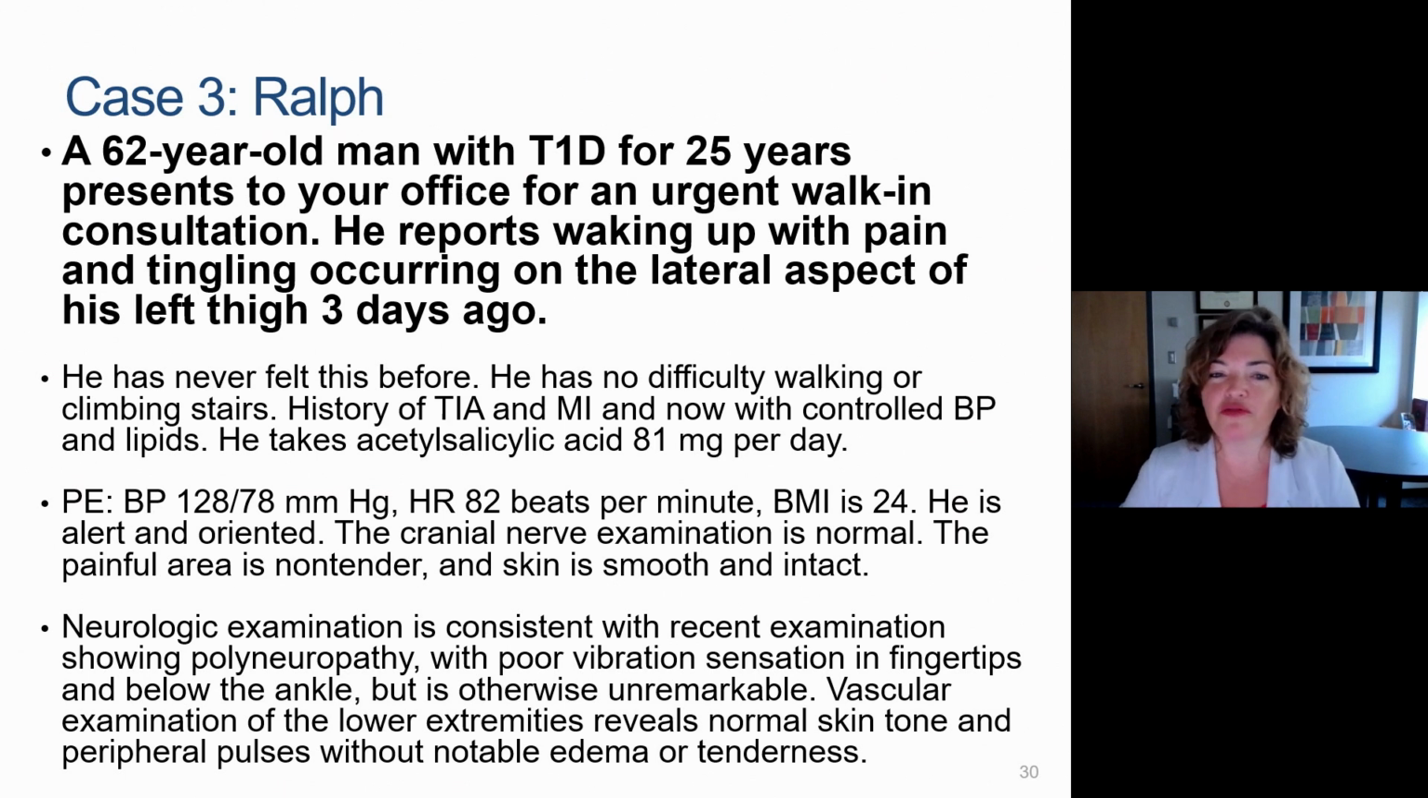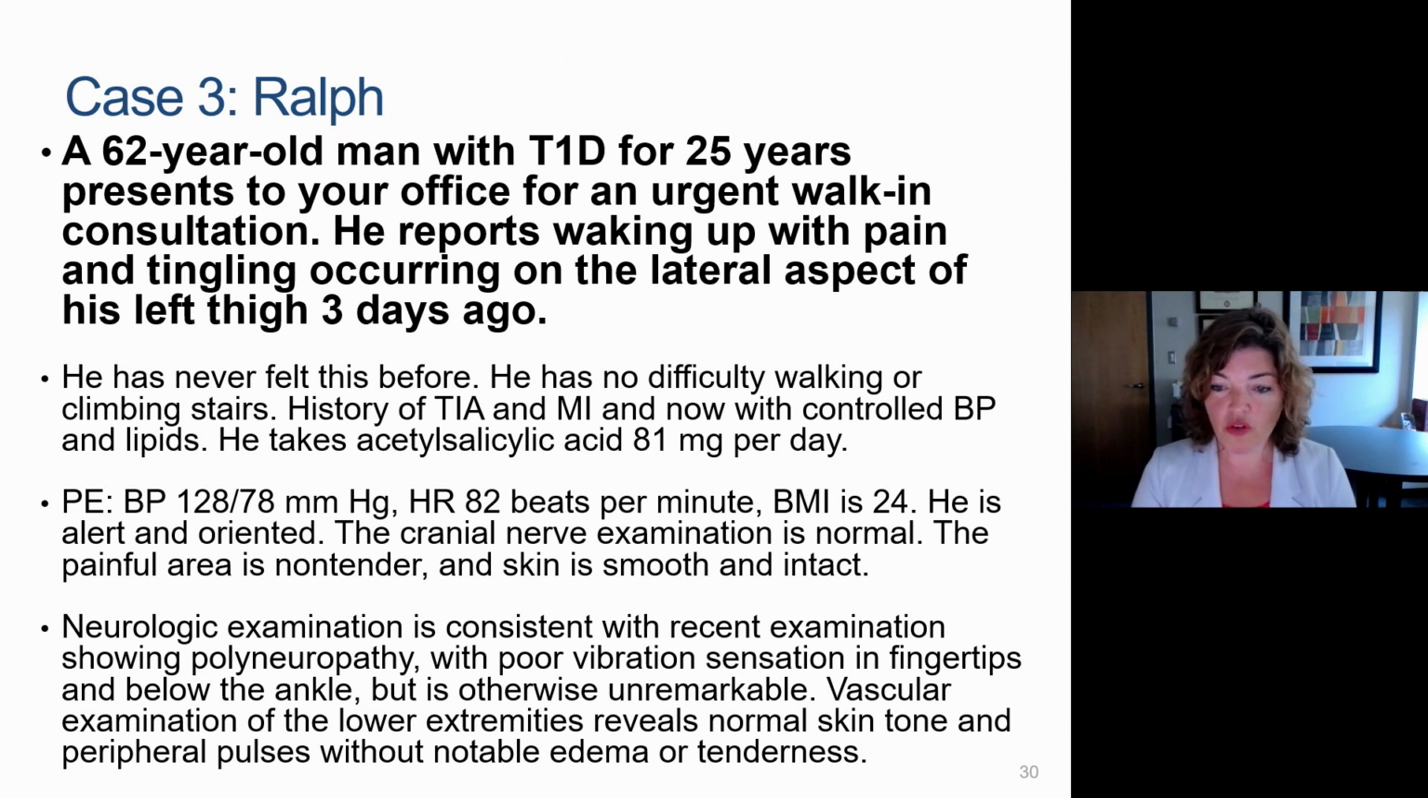So let's go to Ralph. So Ralph is a 62-year-old man with type 1 diabetes for 25 years. He presents to your office for an urgent walk-in. He reports waking up with pain and tingling occurring on the lateral aspect of his left thigh 3 days ago. He's never felt this before. He's had no difficulty walking. He does have a history of TIA and MI, so he has macrovascular disease.